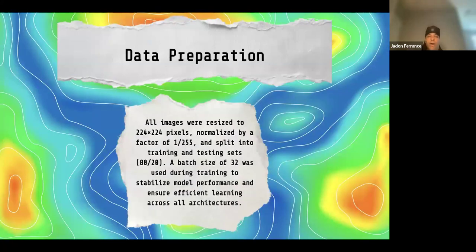As far as the data preparation, all the images were resized to 244 by 244 pixels and then normalized on a 1 by 255 scale. We also split the training and the testing sets into an 80-20 ratio and used a batch size of 32 to ensure stable learning across the entire architecture and optimize the GPU usage during training.